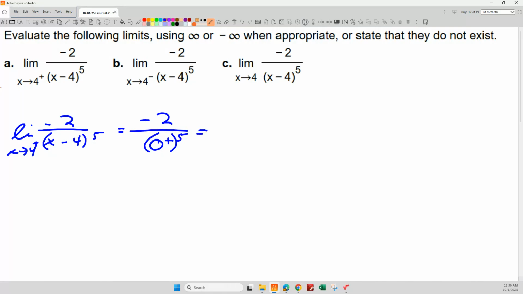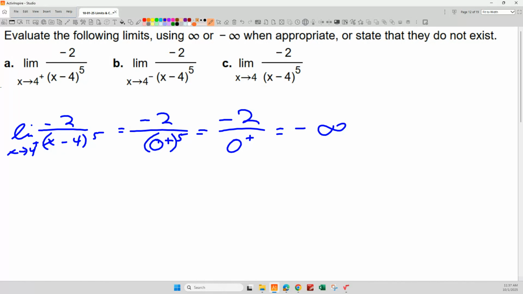Well, what's 0 positive to the 5th? Positive. What does that mean again? It's approaching 0, but it never gets to 0. It's still a vanishingly small positive number. And so negative 2 over 0 plus is what result? Negative infinity, because I'm getting a 0 on the bottom and a non-zero number on the top.